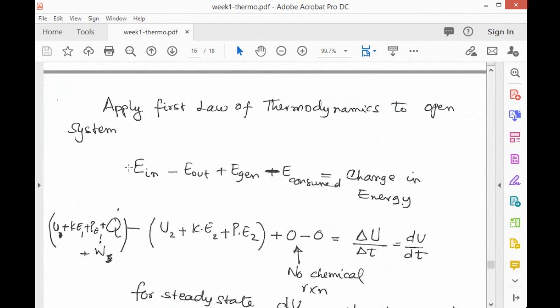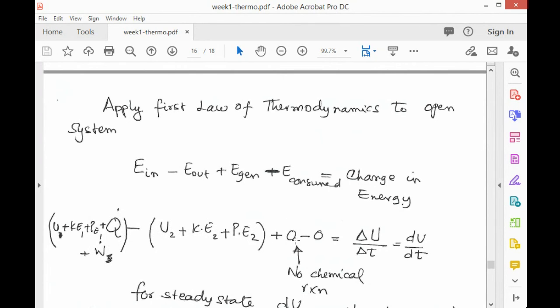So at point number one, now I have to write this way. See, this is a different way. This is point number one, this is point number two. I will write point number one, what is entering: U1, KE1, PE1, and the heat and the work, at point number one, minus point number two: Q2, KE2, PE2.